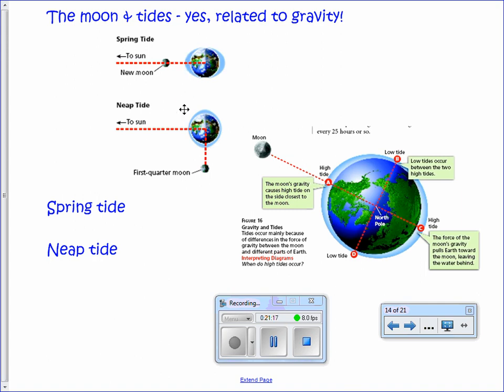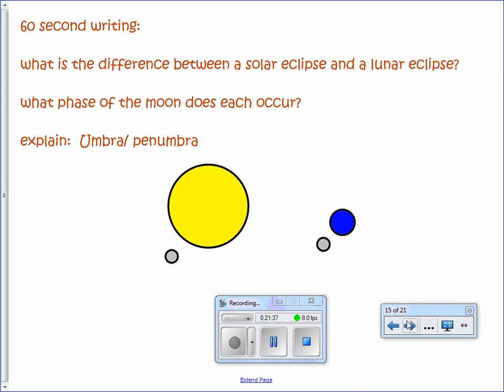When they are perpendicular to each other, they're pulling in opposite directions, and so you have a smaller difference between the high tide and the low tide, and that is called neap tide. So spring tide, springing, jumping, big difference between the two. Neap tide, lesser difference.